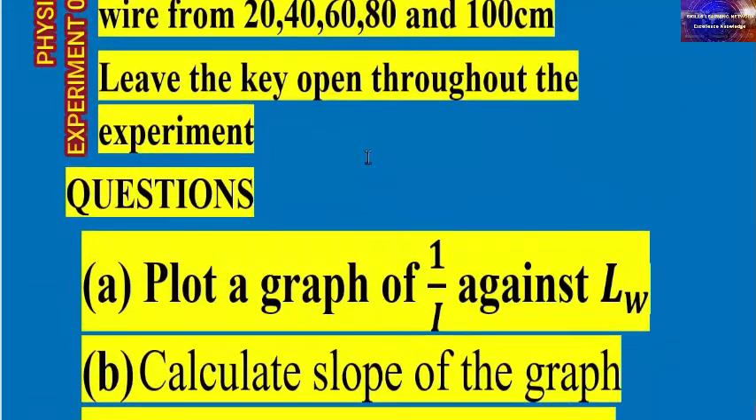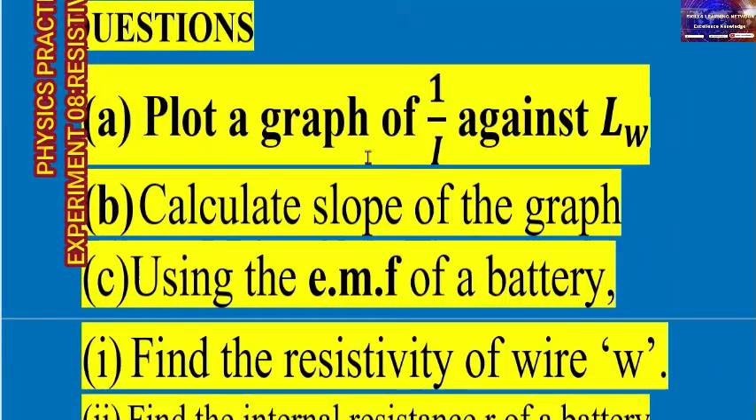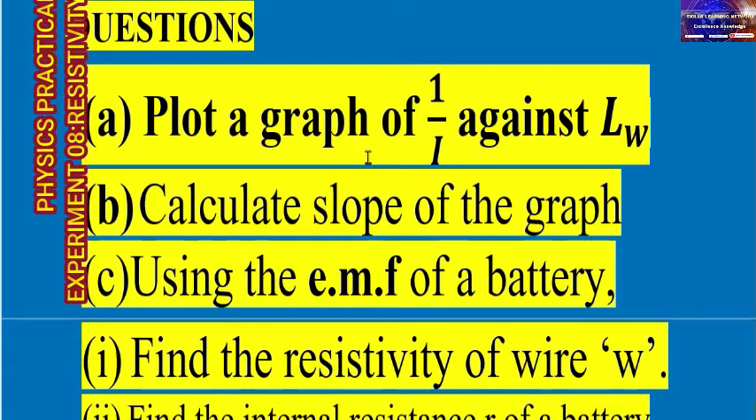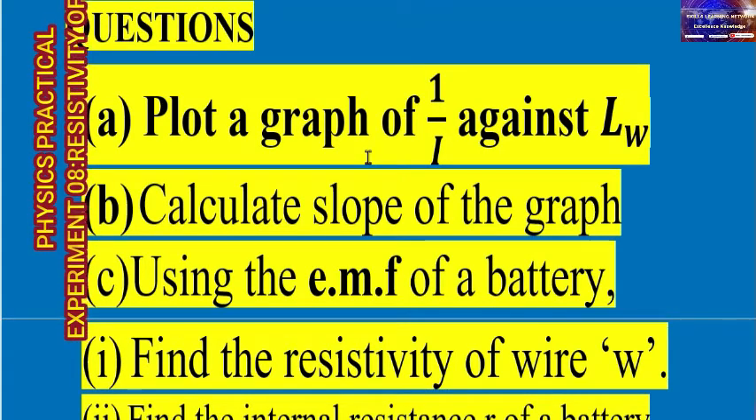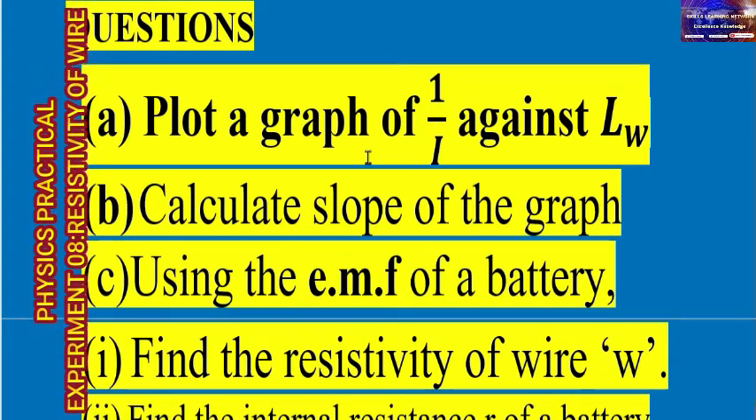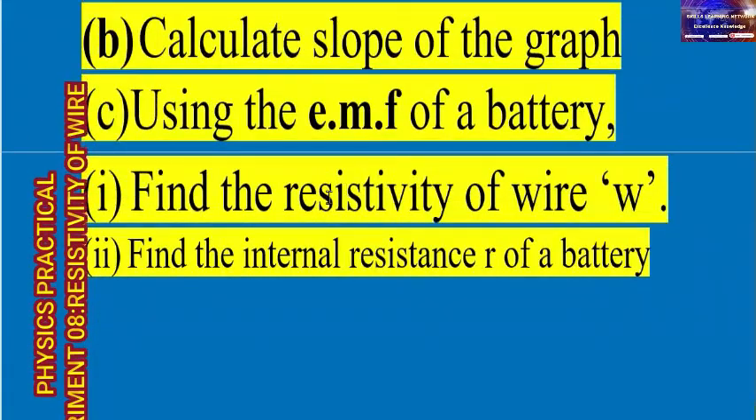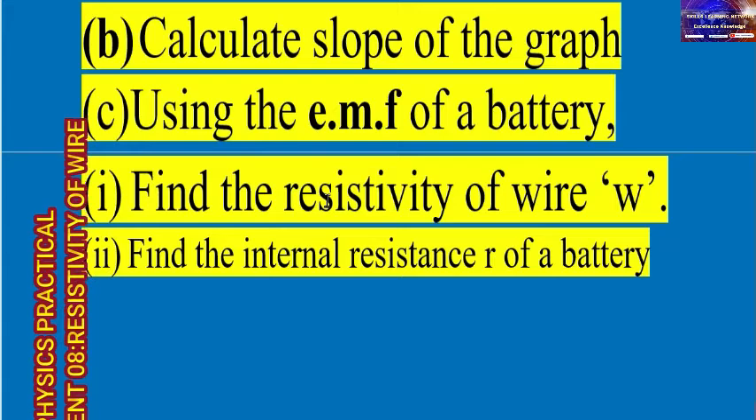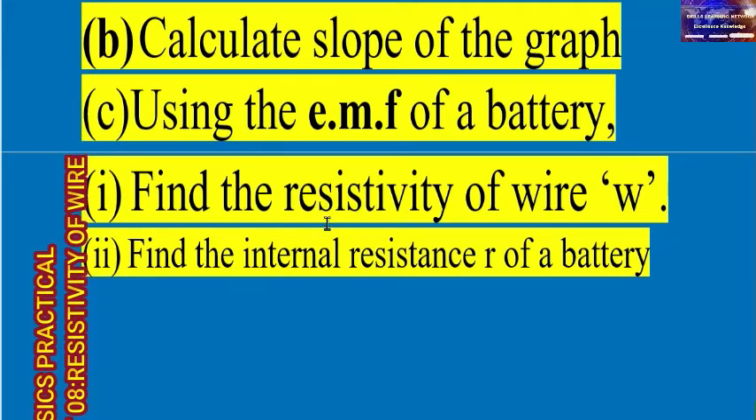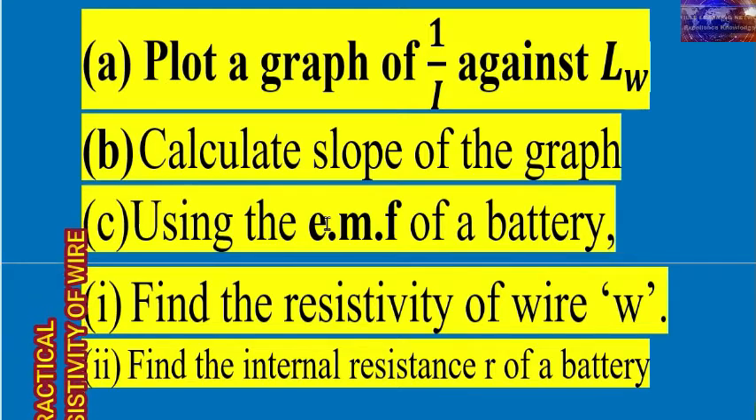That is our procedure. The questions which can appear in that experiment: number 1, plot a graph of 1/I against the length of wire. Number 2, calculate the slope of the graph. Number 3, using the EMF of a battery, find the resistivity of the wire, and find the internal resistance r of the battery. Those are questions that can be asked, or that you have to solve.